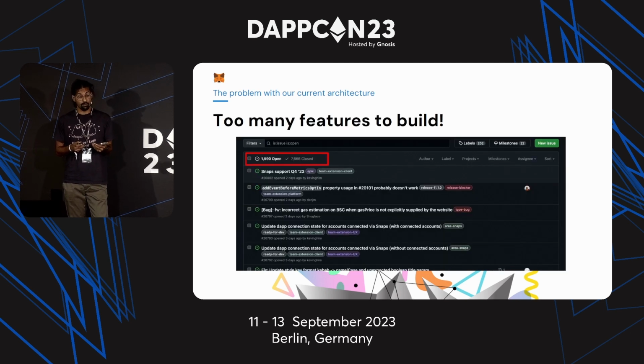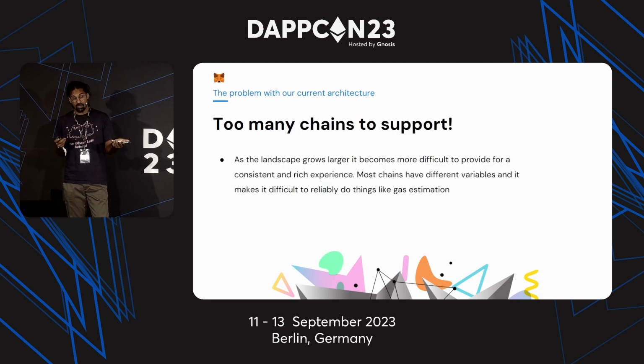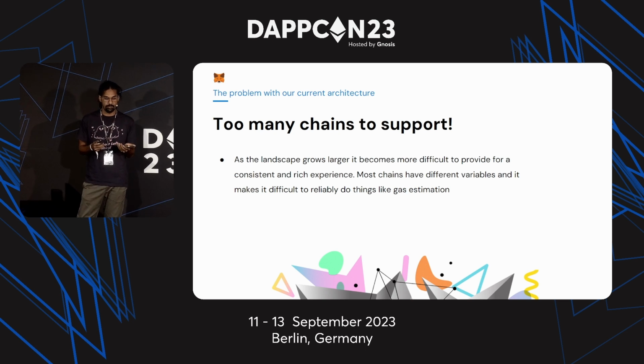Moving forward, we have too many features to build. We have so many issues open that it makes it difficult from a manpower perspective to be able to address all the things that people want. So what is our solution to this? We also have too many chains to support. As the landscape grows larger, it becomes more difficult to provide a consistent and rich experience. Most chains have different variables, and it makes it difficult to reliably do things like gas estimation. Non-EVM chain support, just like I was mentioning.